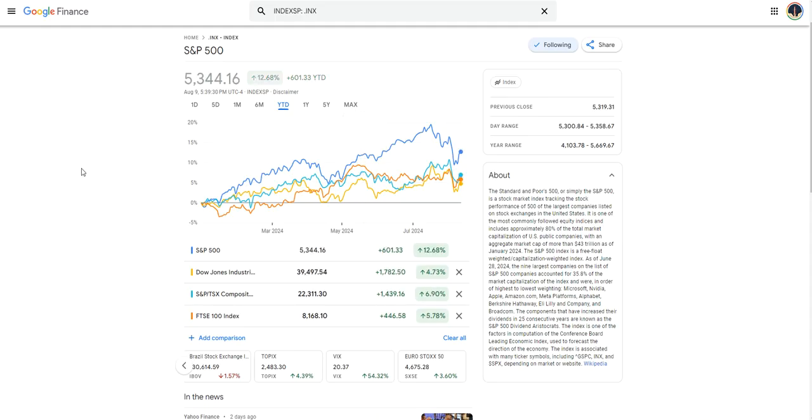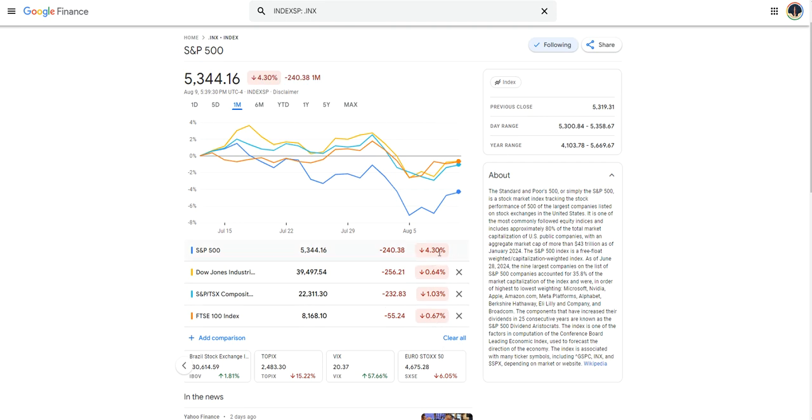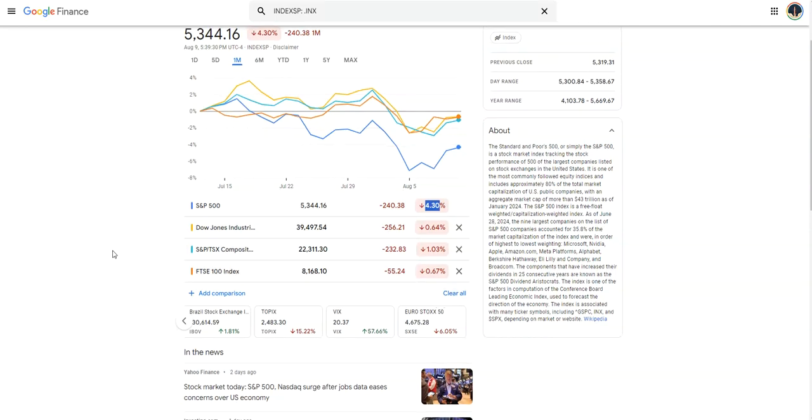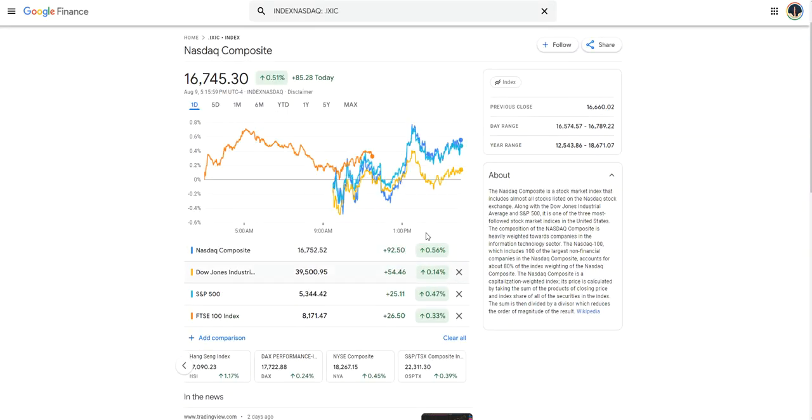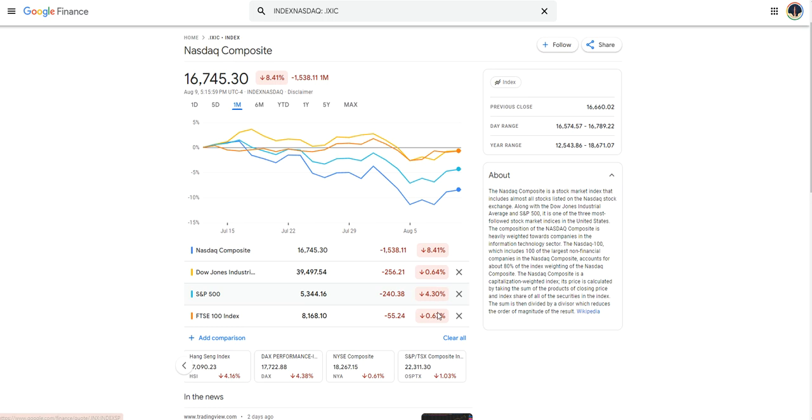So in terms of the S&P 500, for just this month, as you can see here, we're down 4% for the S&P 500. The Dow Jones and the rest of them are not that bad. I'm surprised, actually the Nasdaq has done slightly worse, so I was wondering what is going on here. For the 1 month, the Nasdaq composite is down about 8%. The Dow Jones, the S&P 500 and the FTSE 100 are almost flat.